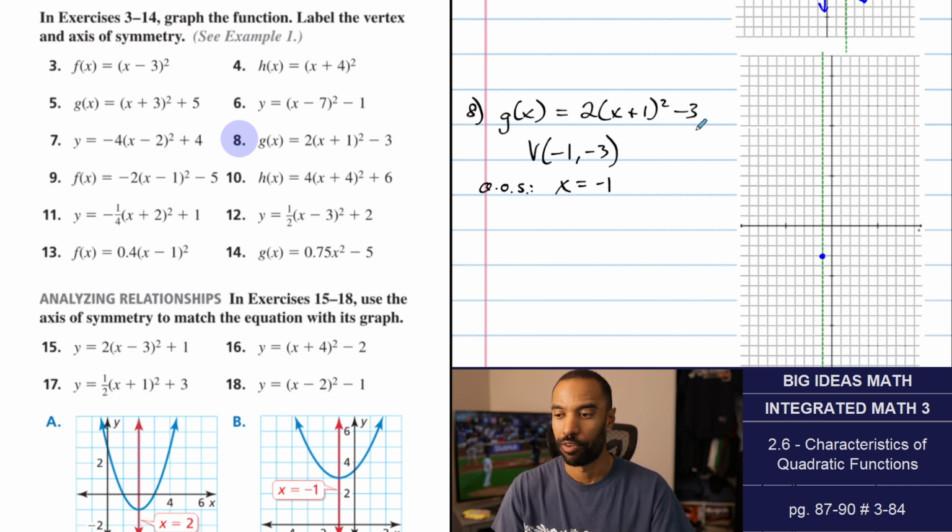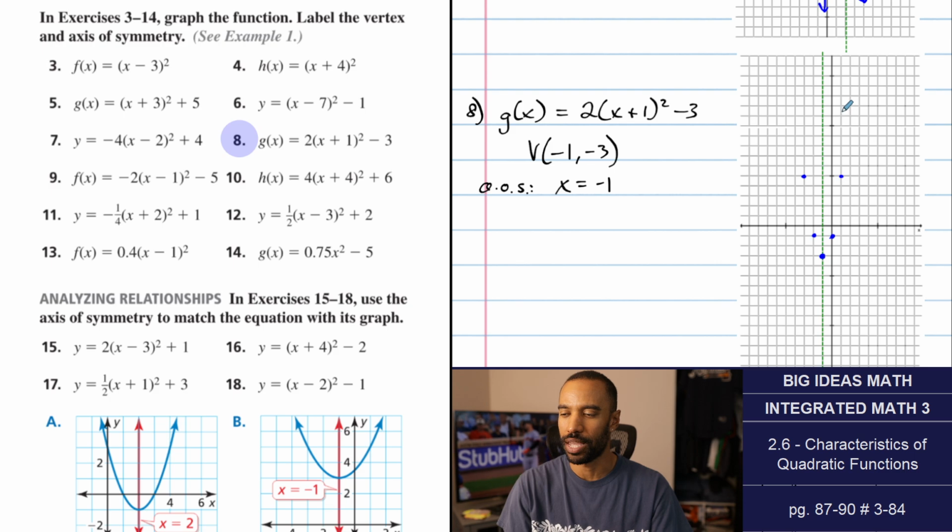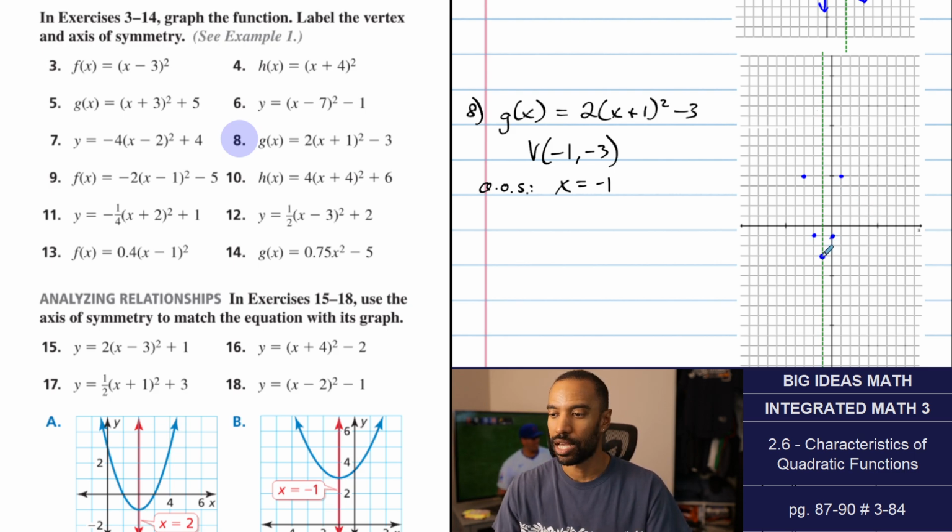Stretch factor is 2. Vertical stretch factor is 2. Over 1 up 2. Over 2 up 4 times 2. 8 up from negative 3 is 5. Can I fit over 3 up 18? 18 up from negative 3 is 15. Yes, I can. Right there. If I can, I shall. Nice tall curve.